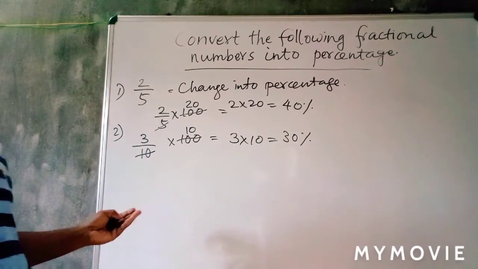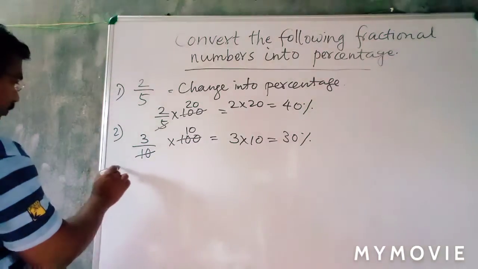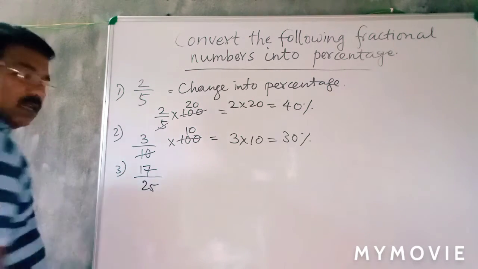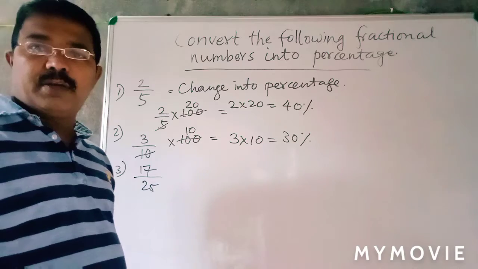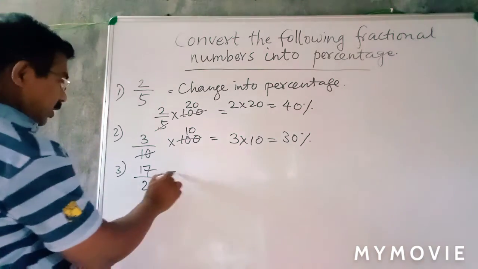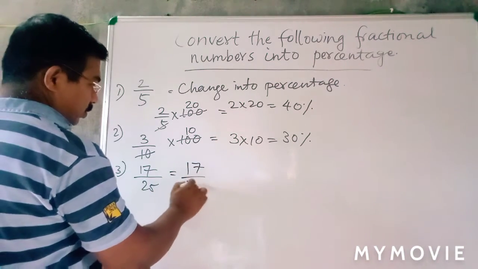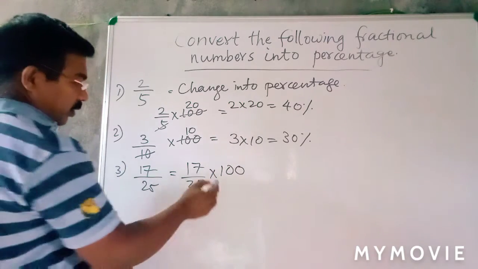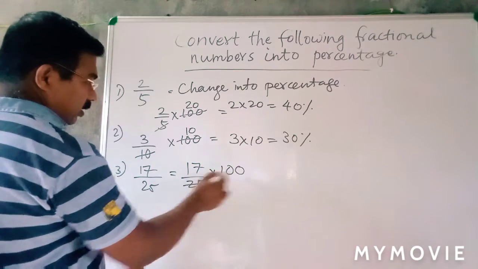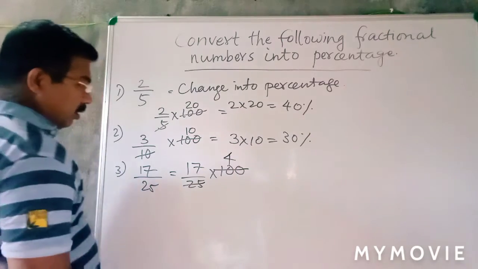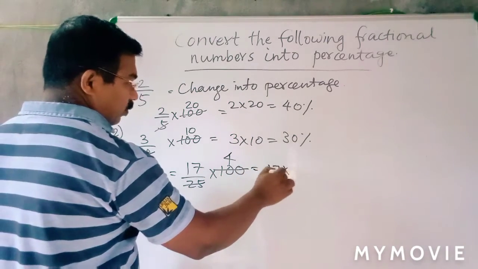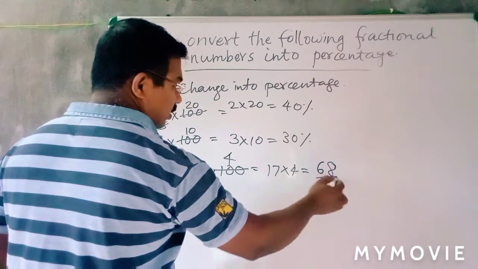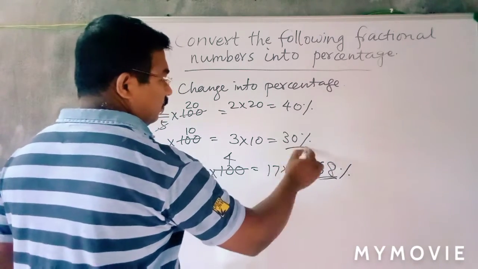I am going to give you more examples here. 17 by 25. Let us see 17 by 25 into 100. You can divide 100 by 25 and you will get 4 here. 4 into 17 is equal to 68%.